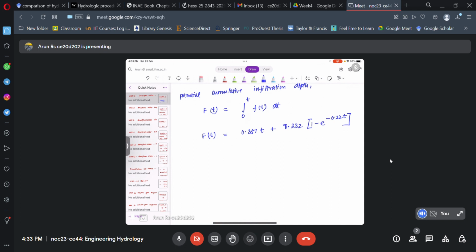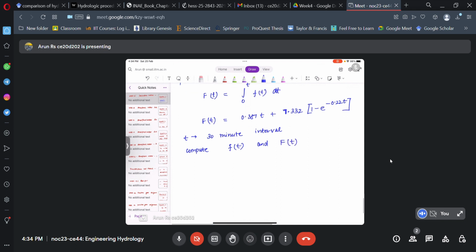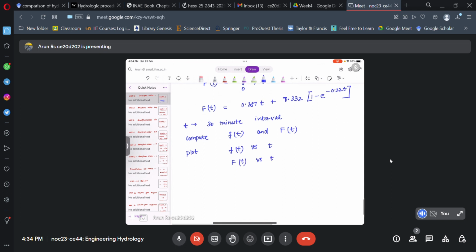So now we need to take t as 30-minute interval and compute the potential infiltration rate and cumulative infiltration depth. Then we need to plot small f of t, that is infiltration rate versus time, and cumulative infiltration depth versus time.